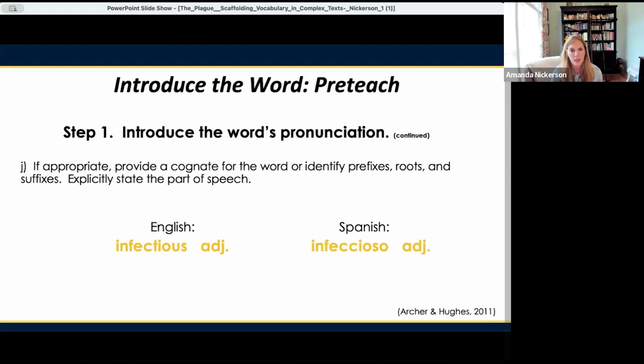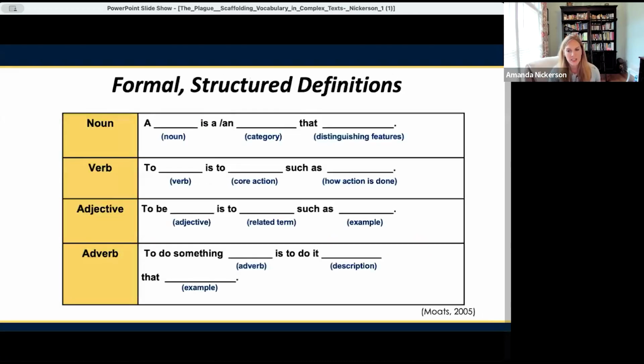part of speech. I wanted to share just a couple examples here from the work of Louisa Moats that give you a framework for some of these formal structured definitions that we will be moving into next. So I've worked on the pronunciations, I've taught cognates where needed. Now I need a definition. For nouns, you can use that category or formula that you see at the top.